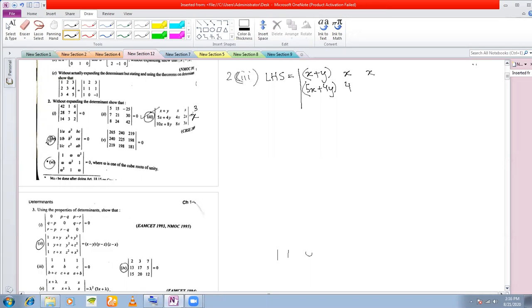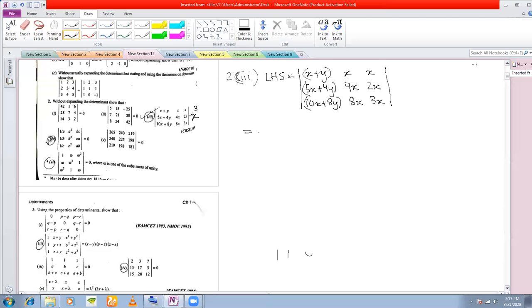You need to show that this determinant is equal to x cube. Now comes the main part here. Now we are going into the main type of problems, and this is the simplest of all. Okay, now how do we show that this is equal to x cube?